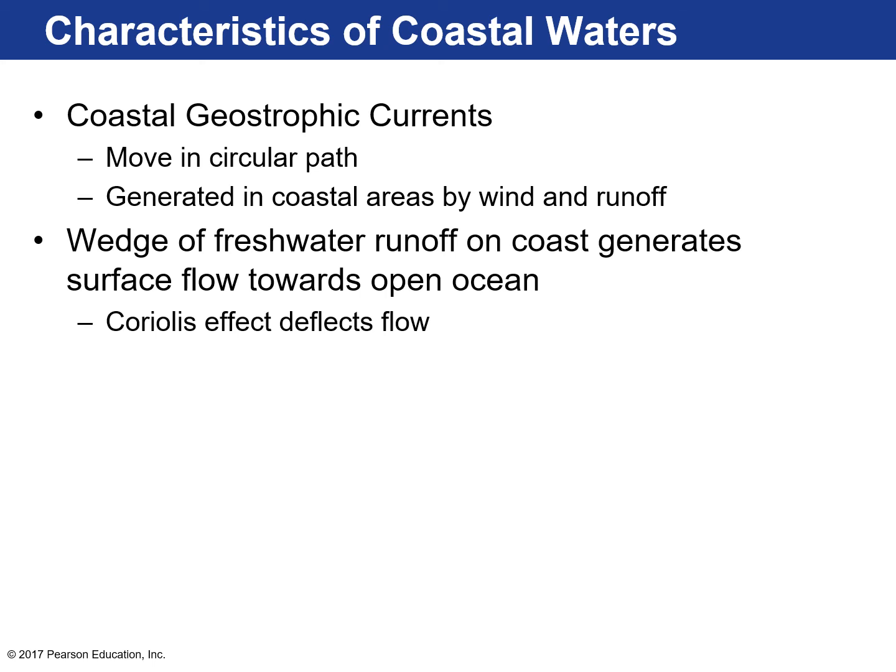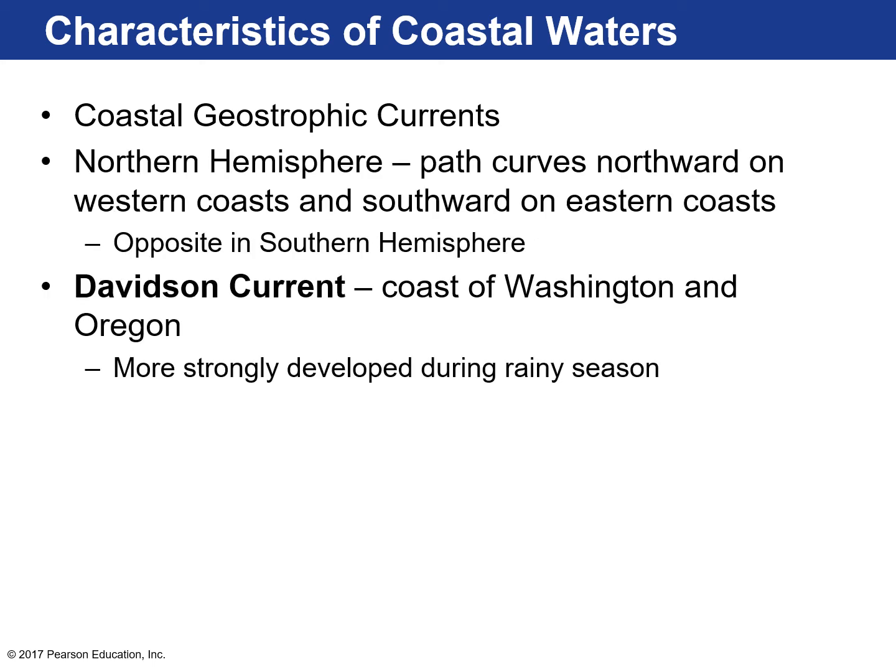And so one cool example of this is the Davidson Current. That's off the coast of Washington and Oregon. I've got a picture coming up. But here in the Northern Hemisphere, as we know, the Coriolis effect deflects moving masses to the right. Okay, and so the paths are curved northward on the western coast and southward on eastern coasts. So the Davidson Current's on the west coast, so it's deflected northward.